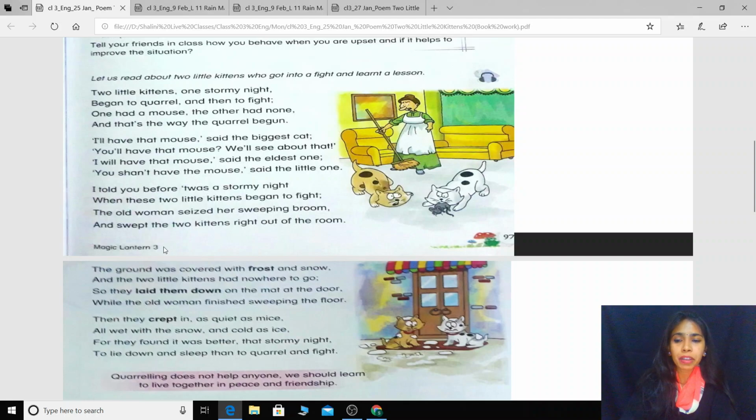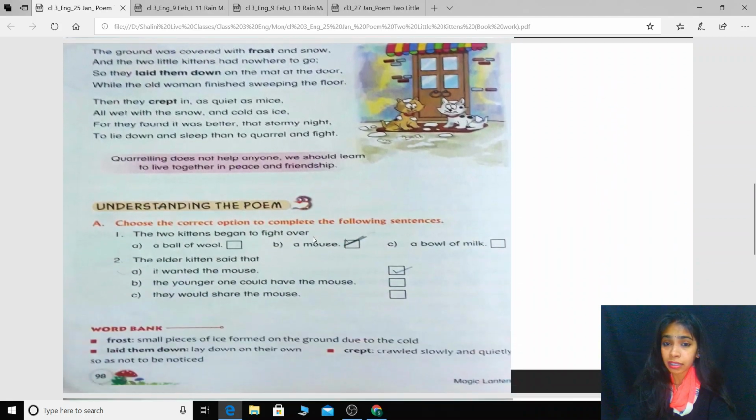So you can get any of these stanzas, either the first stanza or the second one, the third stanza. For example, if you get this stanza, like two little kittens, one stormy dash to quarrel and then to dash. Okay, one had a dash, the other had none, and that's the way the dash began. So you will get it like this. You will get blanks and you will have to fill the blanks, right? So this way you will get this particular poem in your exam. So please once again nicely go through it. Already in the notebook I have given one stanza as complete the lines of the poem, right? So you will get the same pattern in your annual exam, right?